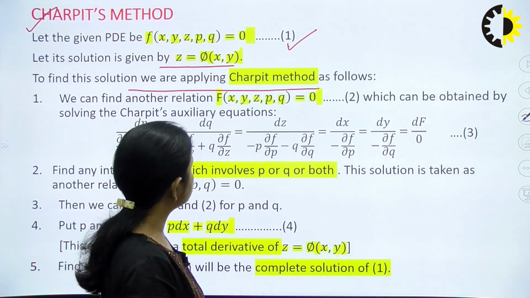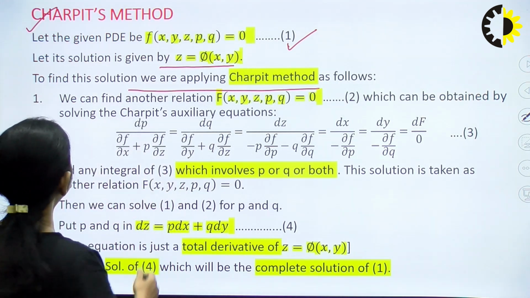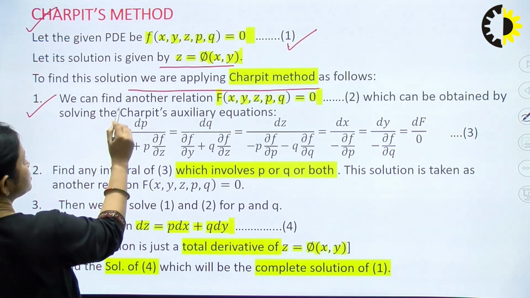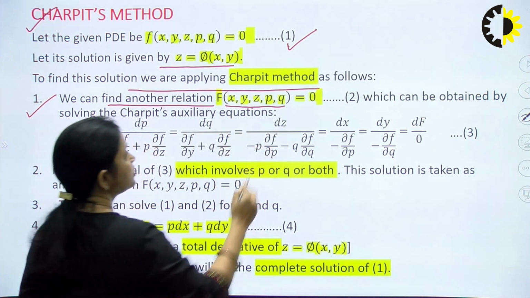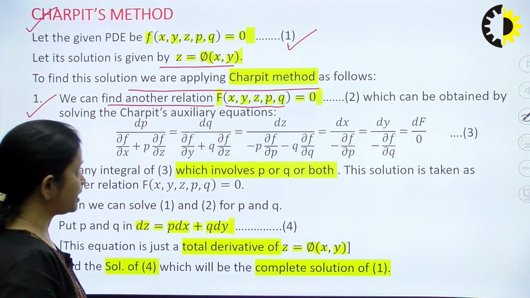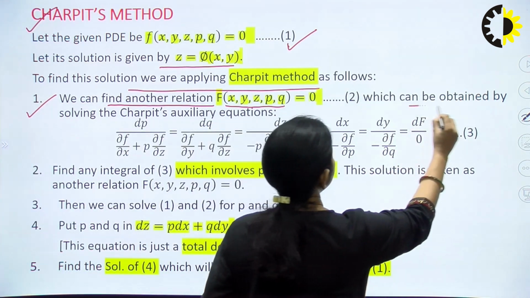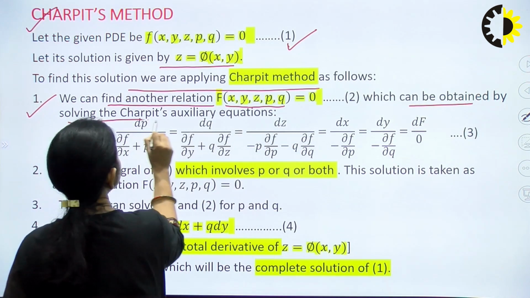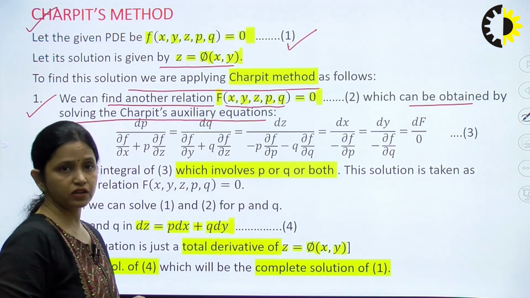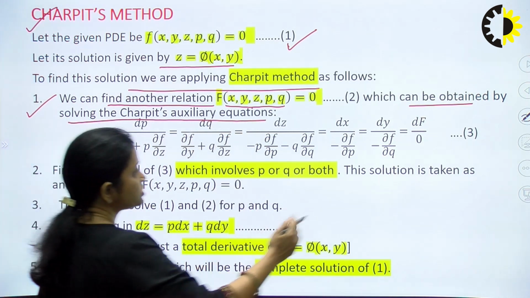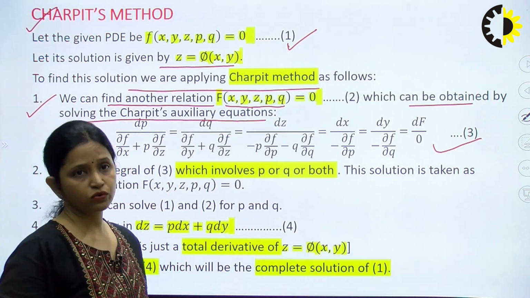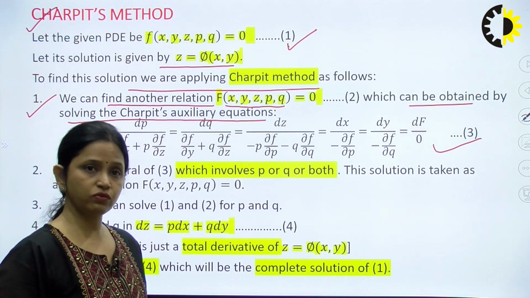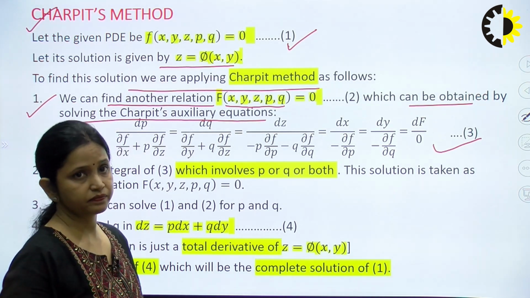So let us start this method. According to this method, the first step is to find another relation between x, y, z, p and q. This relation can be obtained by solving the Charpit auxiliary equations. These equations are given by equation number 3. You have no need to derive these equations, just note them down and learn them.